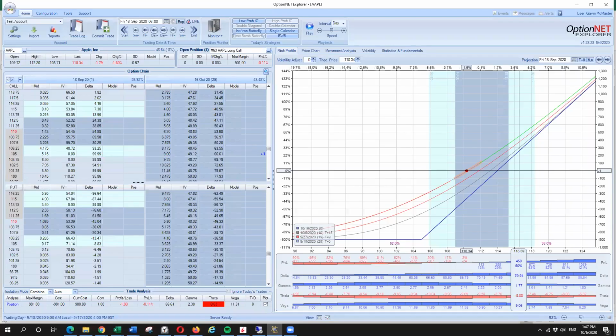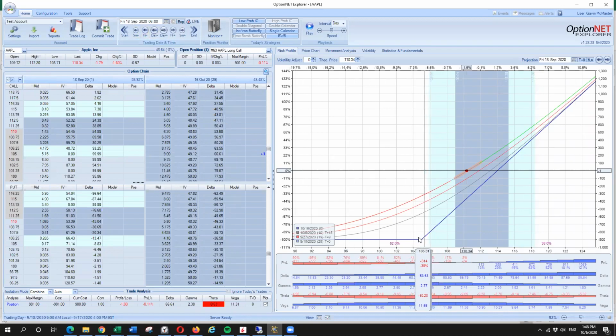Hey traders, just wanted to walk you through a long call option strategy today. Looking at the payoff graph here using Option Net Explorer, you can see we're trading a 105 call strike Apple option at a cost of $9. It's around Delta 65. This was from back on September the 18th.